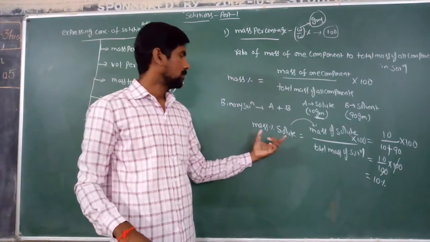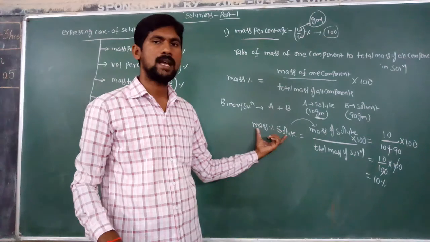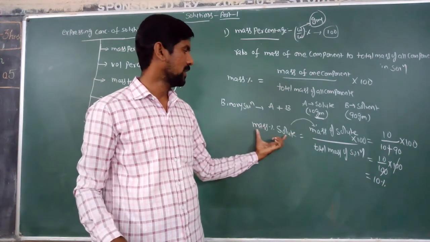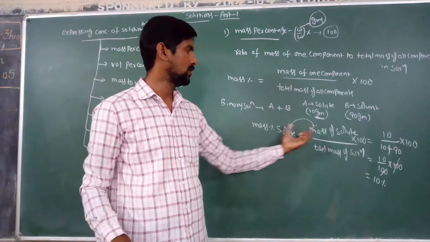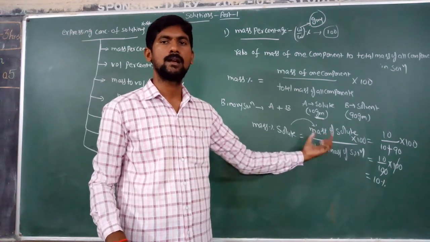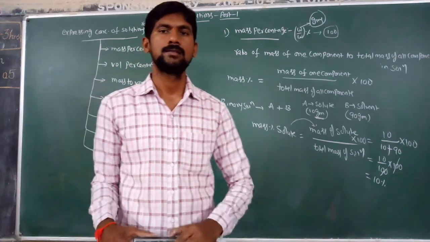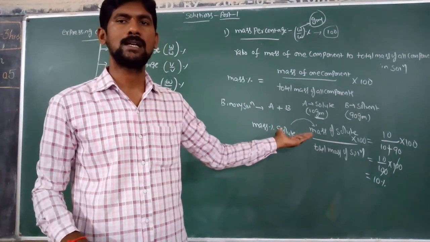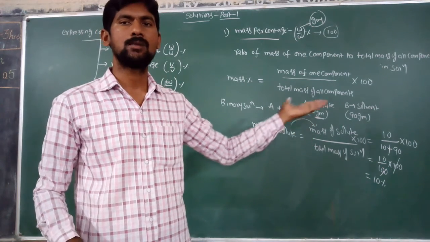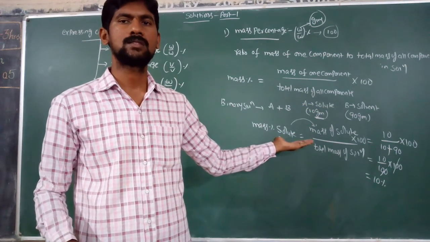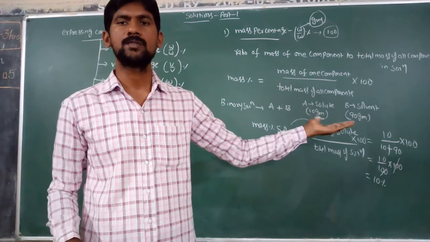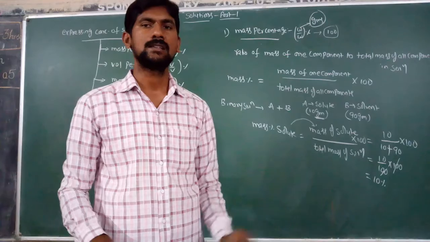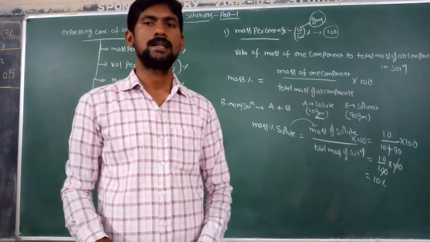So the component whose mass percentage has to be identified is directly taken in the numerator. So for mass percentage of A, or mass percentage of solute, the mass of solute is directly taken in the numerator. In the denominator, what do you take? Total mass of all the components present in the solution. Here only two components are there, one is A, second one is B. What is the total mass? 10 grams A dissolved in 90 grams B. So 10 plus 90, 100. Percentage means always multiplied with 100. Then what is the final answer we get? 10%.